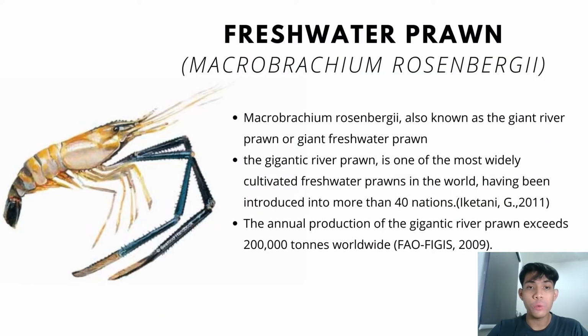Okay, for our group, we have chosen freshwater prawn for our invertebrate culture. This species is known as the giant river prawn or giant freshwater prawn. It is one of the most widely cultivated freshwater prawns in the world and has been introduced into more than 40 nations. An interesting fact about this prawn is that the annual production of the giant river prawn exceeds 2,100 tons worldwide. Next we'll move to the introduction.